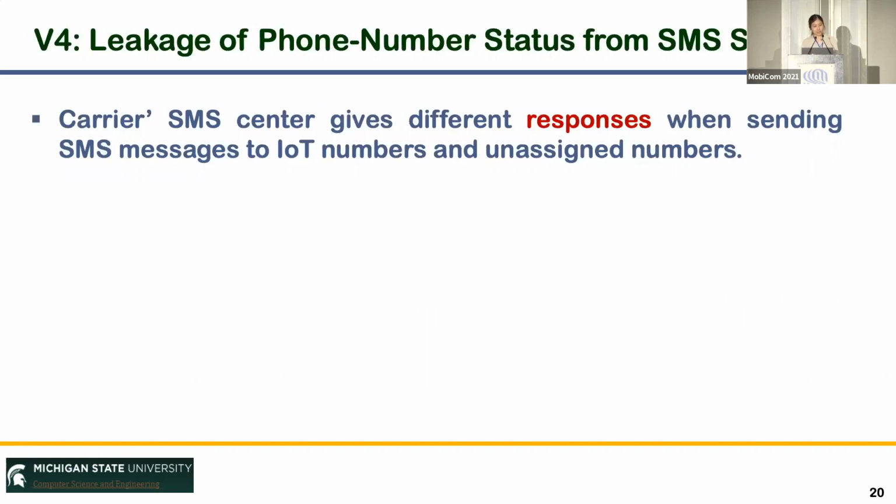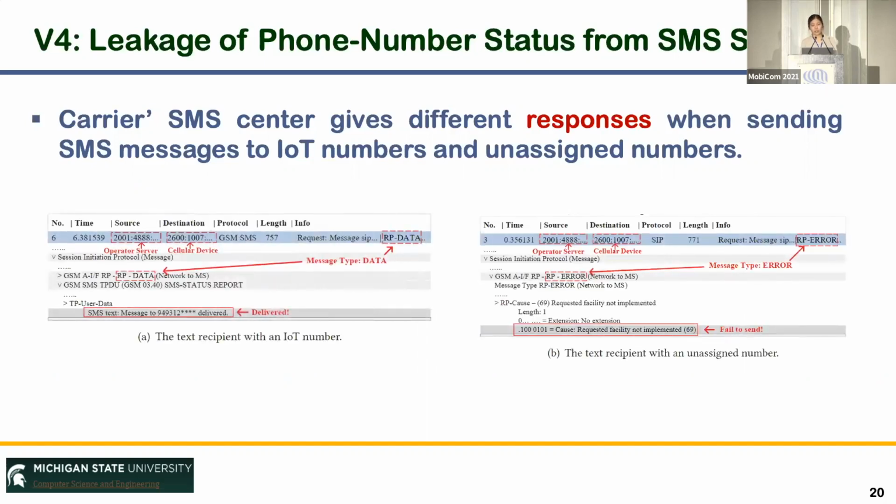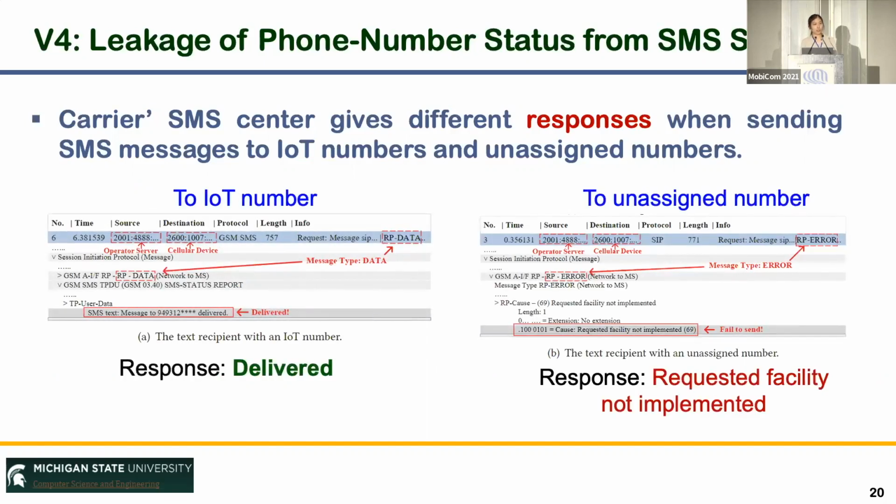Then we further discovered V4, that the short message signaling gives different responses while sending to IoT and the unassigned numbers. We can see from these 2 figures, the response message includes a delivery report that shows delivered for an IoT number, while it indicates an error, requested facility not implemented, for an unassigned number. So it can be used to differentiate the IoT number from those unassigned numbers.